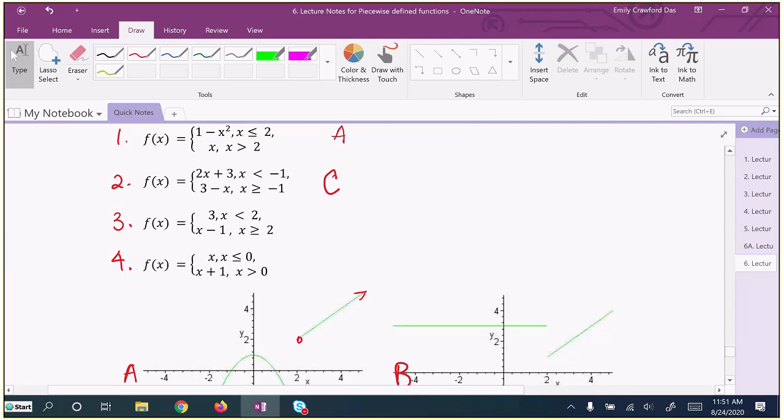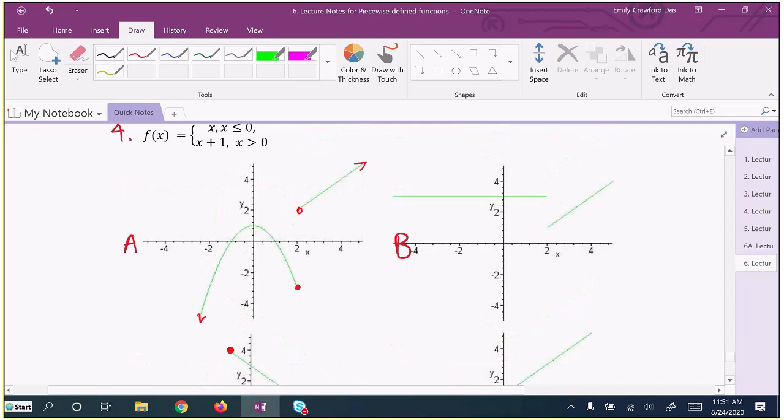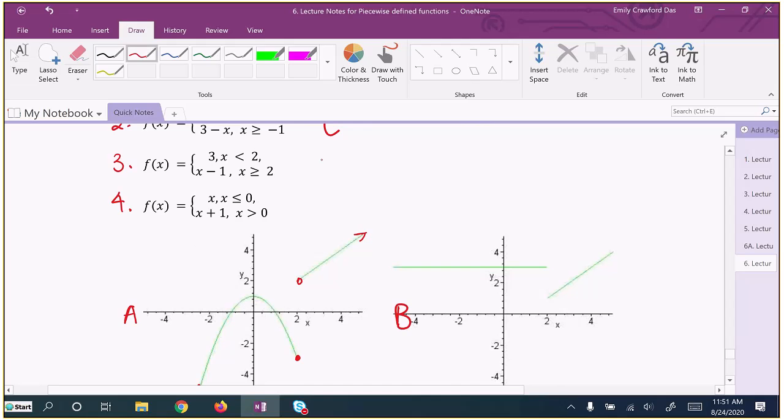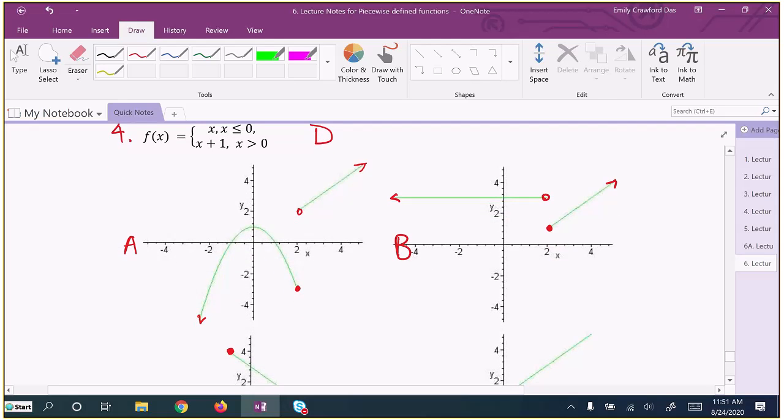Okay? Now let's see if we can figure out between B and D which one is number 3. Number 3 is the constant function 3 for x less than 2, and then it's the line x minus 1 for x greater than or equal to 2. Well, B is the graph that changes its behavior at exactly 2. Again, I have the arrows because these domains go to positive and negative infinity. And I have an open dot here because it's strictly less than 2, closed dot here because it's greater than or equal to 2. That must mean that D goes with number 4.